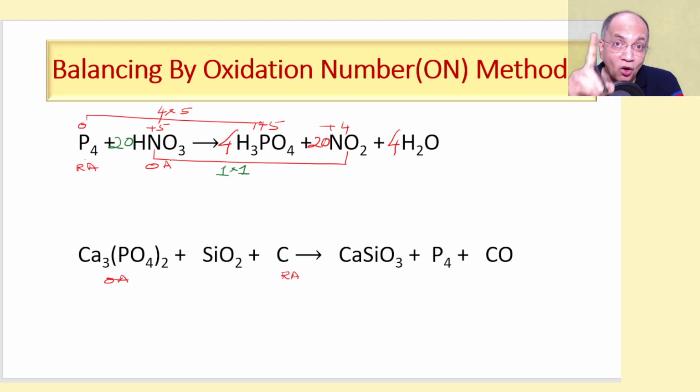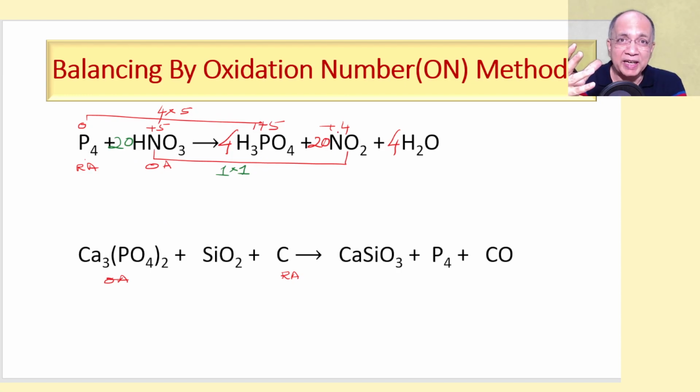Always check. Oxygen is the difficult element, omnipresent. So you just check whether it is correct or not by counting the number of oxygen atoms. 20 3s are 60, and you will find 4 4s are 16 plus 40 is 56, plus 4, 60. Right? So this is the ON method.